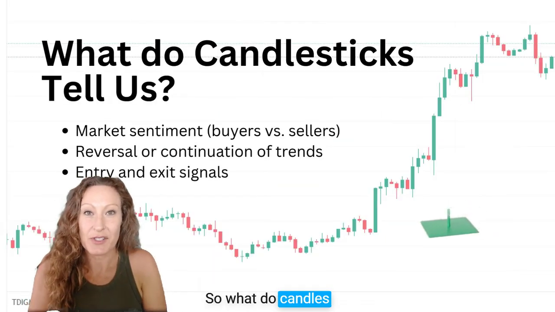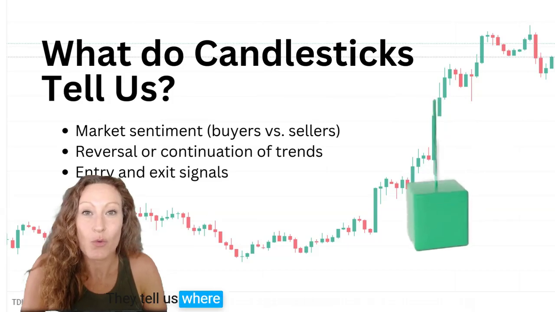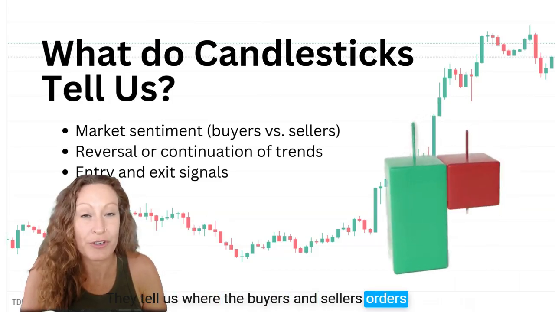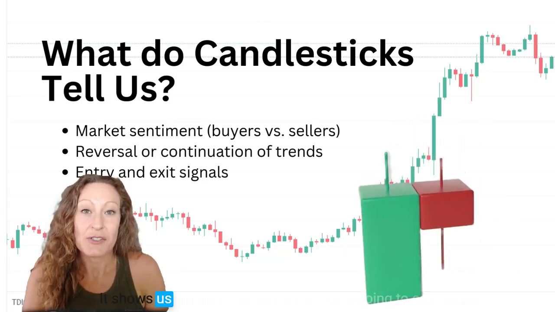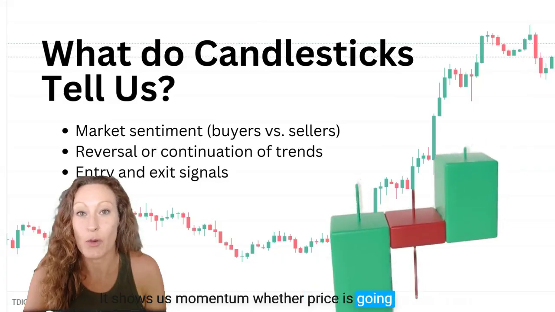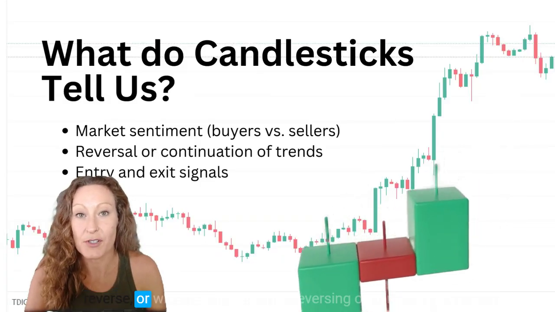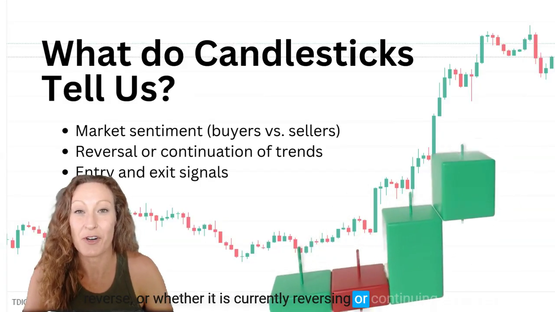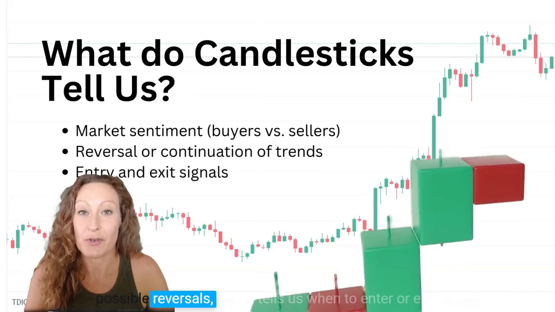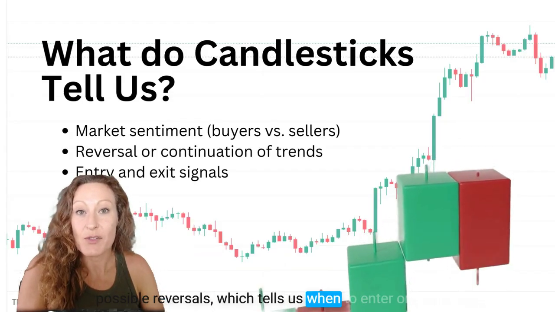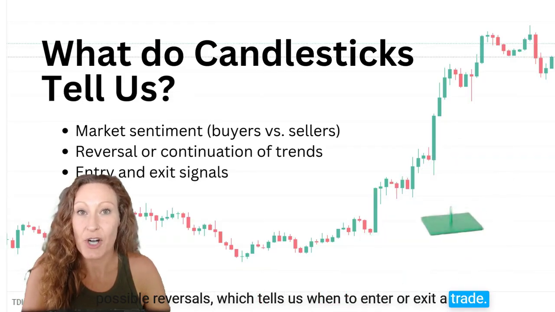So what do candles tell us? They tell us where the buyers' and sellers' orders are sitting. It shows us momentum, whether price is going to continue or reverse, or whether it is currently reversing or continuing, and then possible reversals, which tells us when to enter or exit a trade.